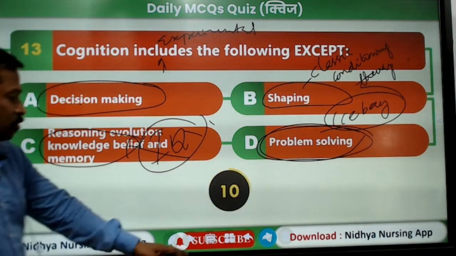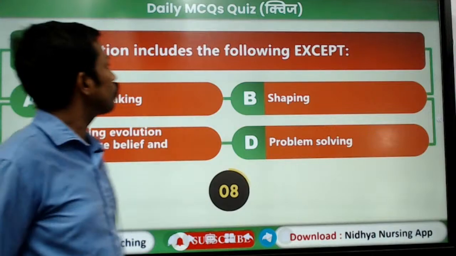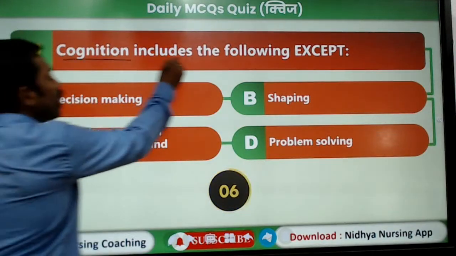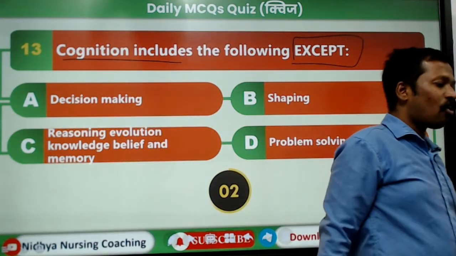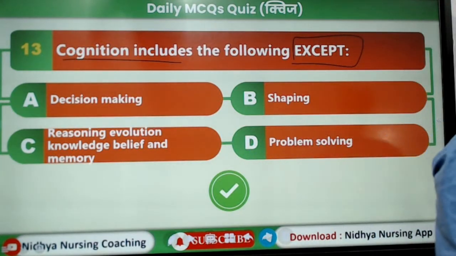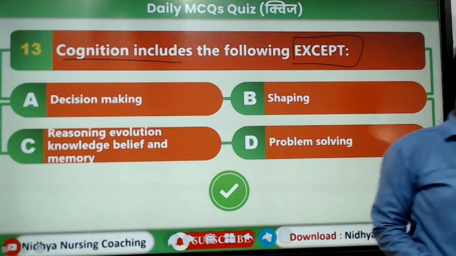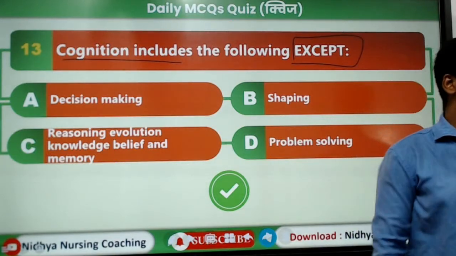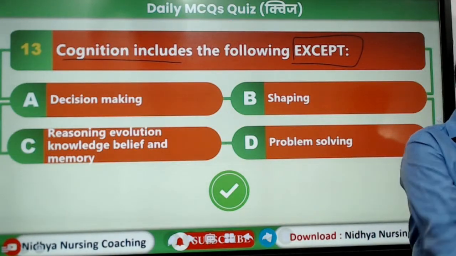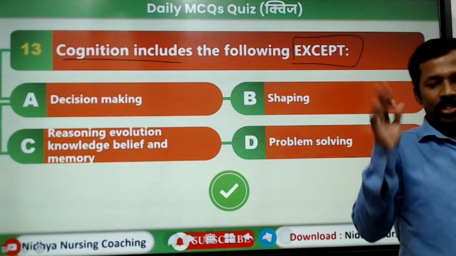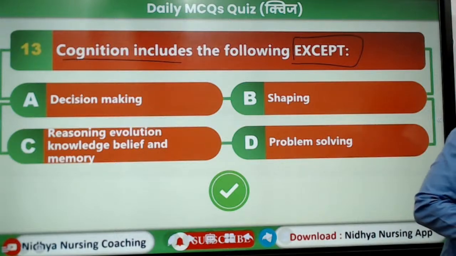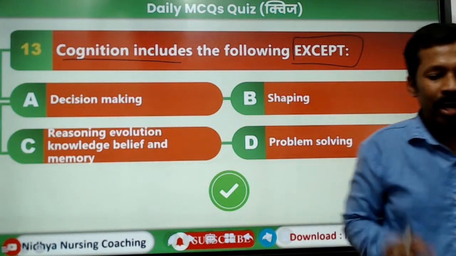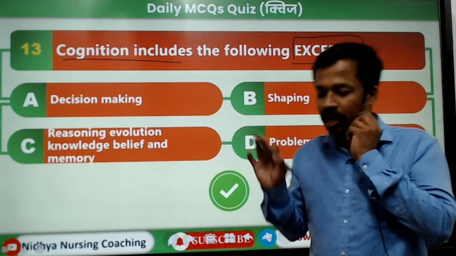Okay, fine. So here, the question is: cognition includes the following except. So what are these cognitions? Cognition includes knowledge, then perceiving, write it down.